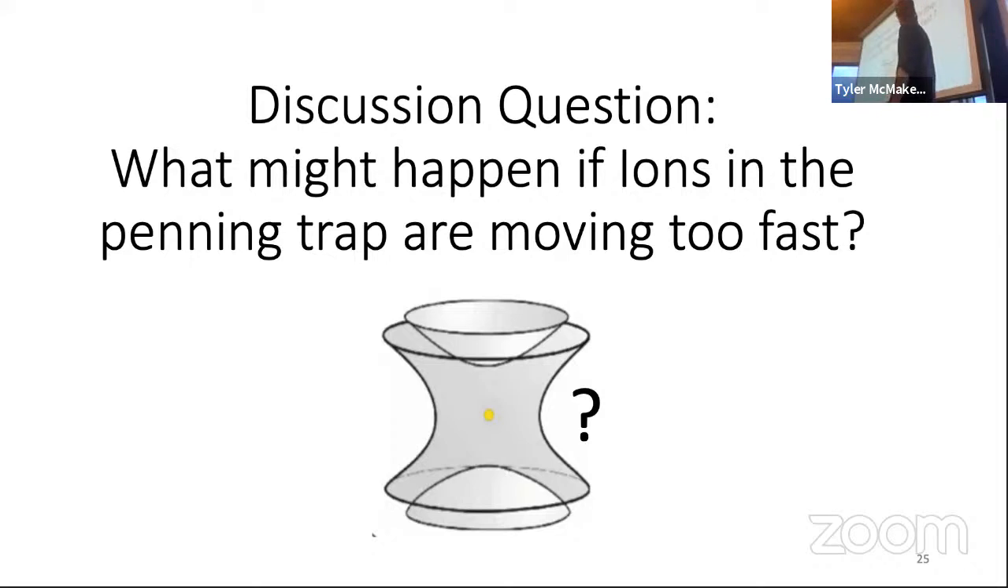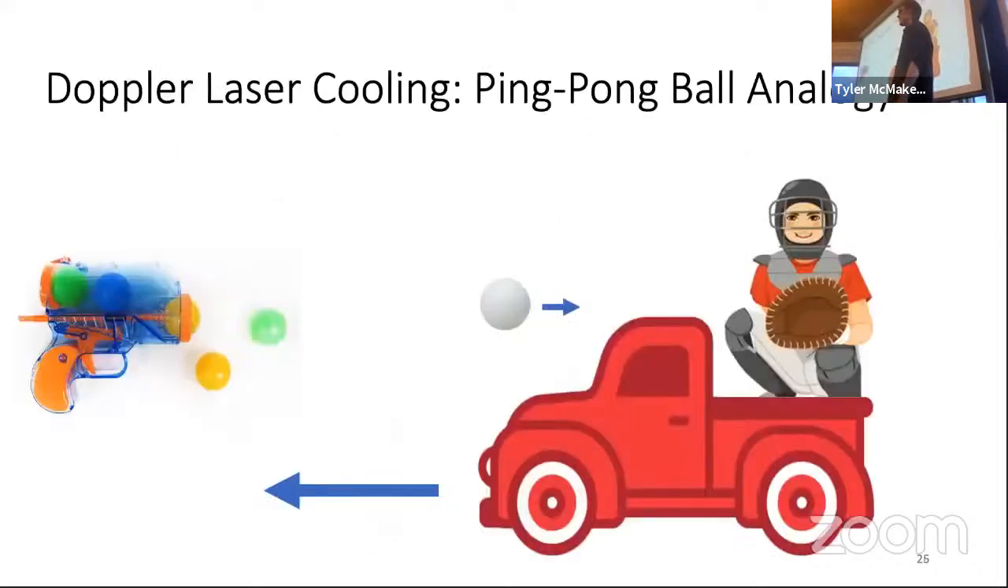We want to slow down these ions. So this is my attempt to explain Doppler laser cooling in a very fundamental way without making it more complicated than it needs to be. Essentially, we've got some ping pong ball launcher, and someone riding in the back of a truck who's going to catch these ping pong balls. This truck has quite a large velocity and great momentum, and the momentum of the ping pong ball probably isn't as great. So you might imagine that if she's catching these ping pong balls, the truck loses the momentum of each ping pong ball.